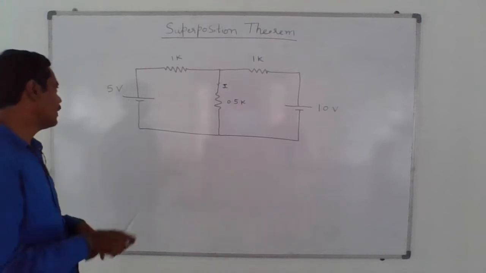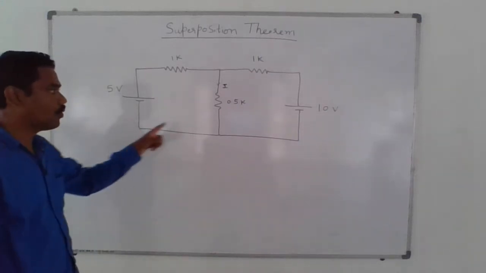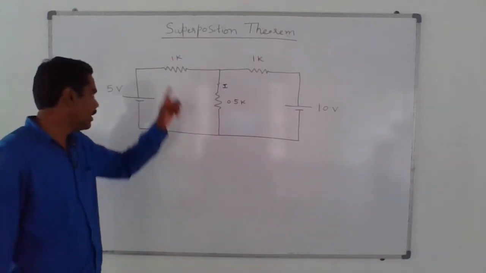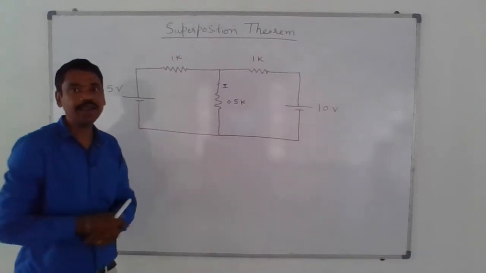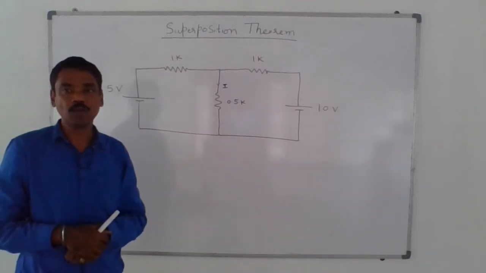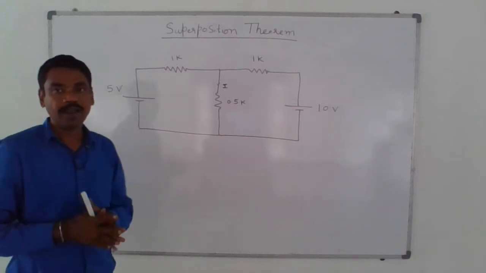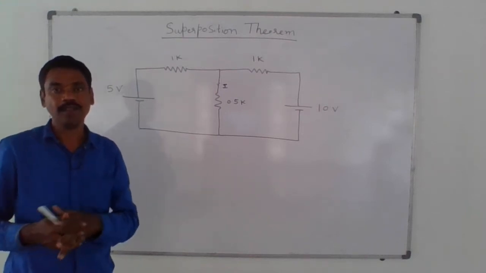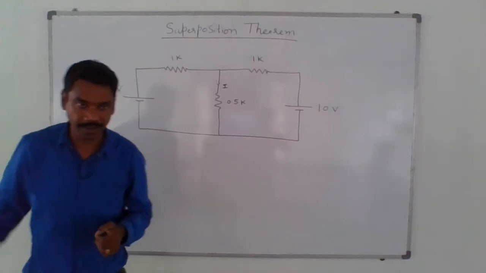In this experiment, we are taking two voltage sources, one 5-volt voltage source and one 10-volt voltage source. Three resistances are there, 1 kilo ohm, 1 kilo ohm and 0.5 kilo ohm. And we are interested in finding current I using superposition theorem. Now I will show you a live demo of this.